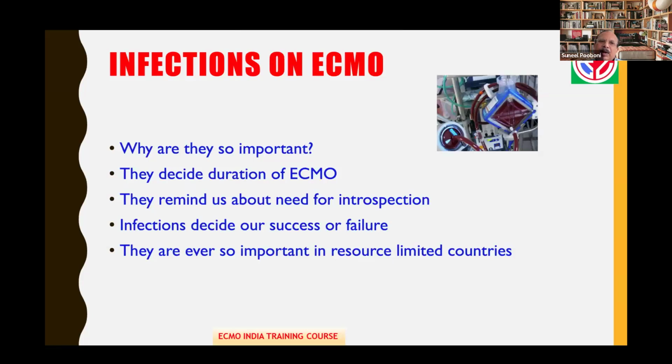Why they are so important is because they decide the duration of ECMO. Once a new nosocomial infection sets in, the duration of ECMO gets extended by a week to 10 days. And I don't need to tell you how much the economic effect will be as a result of extending the duration of ECMO by a week to 10 days. And nobody knows what will happen at the end of this week to 10 days. Is the patient going to succumb or is the patient going to get better?